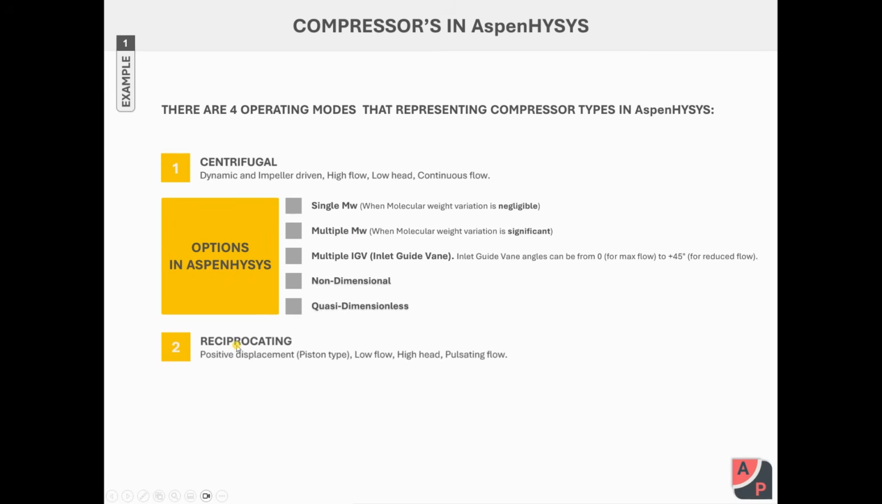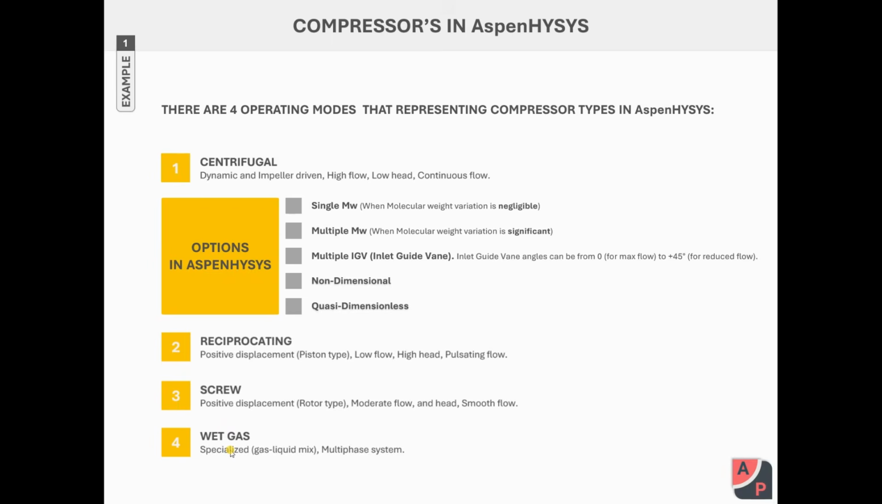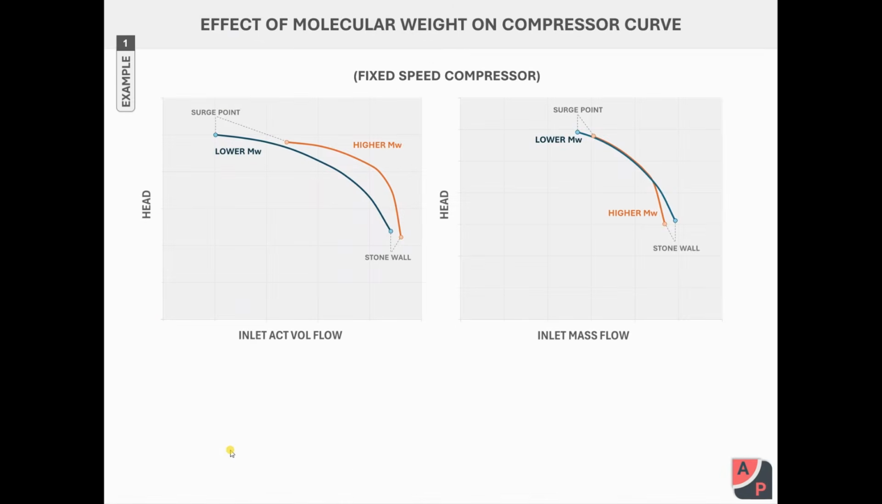The next operating mode, or compressor type, in Aspen HYSYS is the reciprocating one. The other ones are the screw compressor, and wet gas, which is a specialized compressor and is used for multi-phase systems.